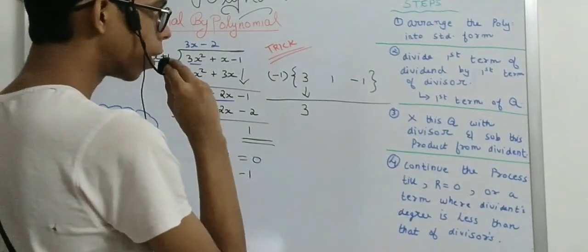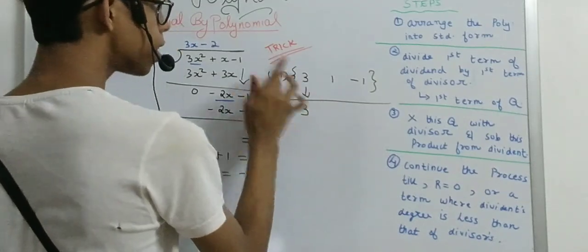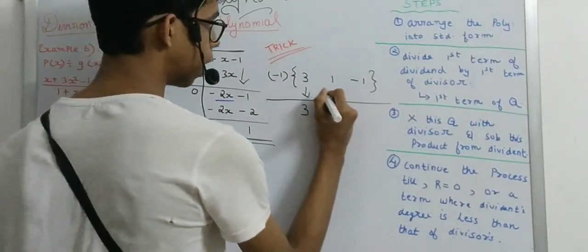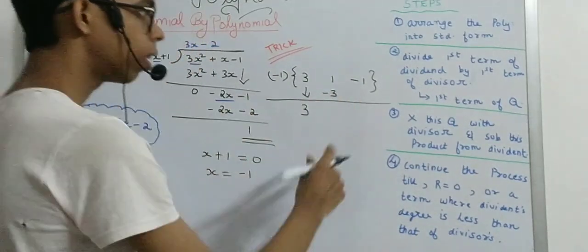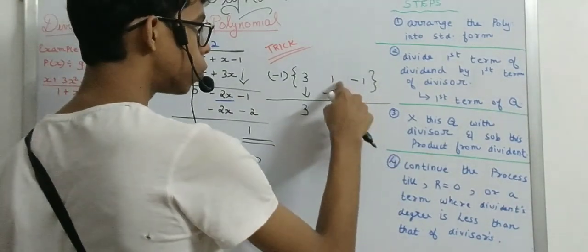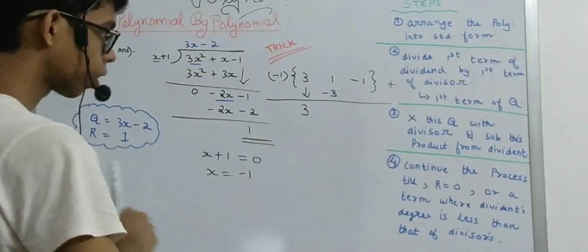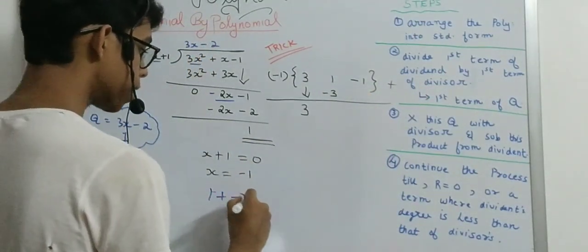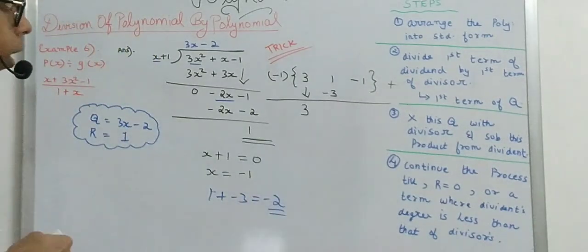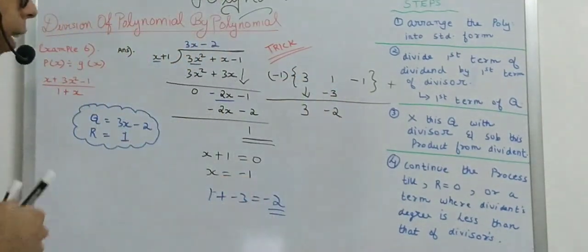Now what you should do over here is multiply this 3 that you copied with this minus 1. So 3 into minus 1 is minus 3. That minus 3 I am writing below this one. Now we have to add this 1 and this minus 3. So what is 1 plus minus 3? 1 plus minus 3 is minus 2, isn't it? So write that minus 2 over here.